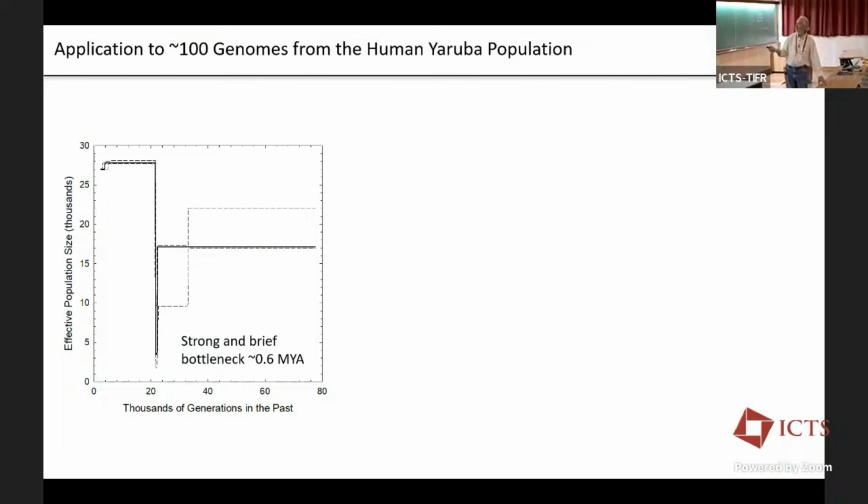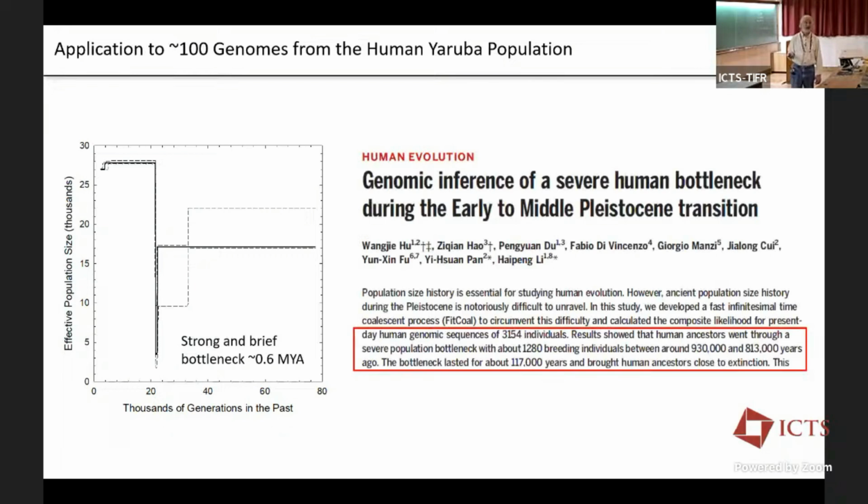But look at this. There's this strong, brief bottleneck in population size. This is a population in Africa down to about 2,000 individuals about 500,000 years ago. We published this paper in G3. Anybody heard of G3? Hopefully somebody.